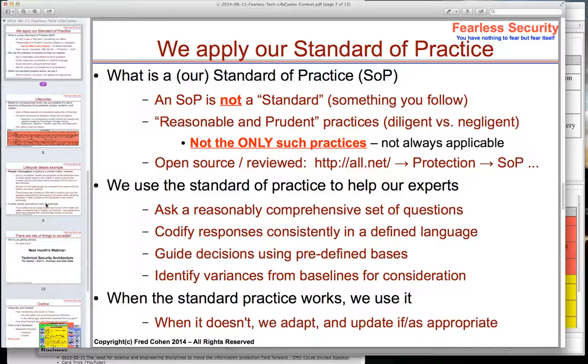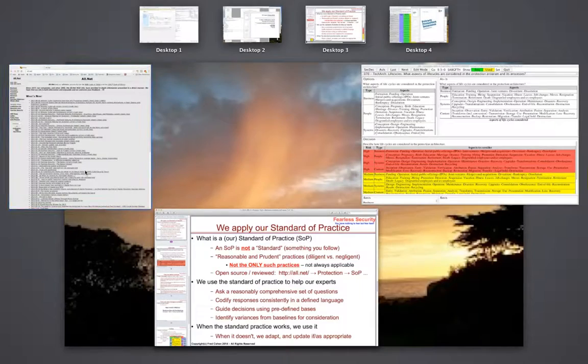And you can think about reasonable and prudent as meeting the requirements of diligence, and things that aren't reasonable and prudent as being negligent. But just because we think these things are reasonable and prudent in different situations doesn't mean they're the only such practices. And they don't always apply. So you still need to use judgment, and part of being reasonable and prudent is using judgment by people that know what they're doing. It's also open source, so anybody can go and look at the standard of practice.